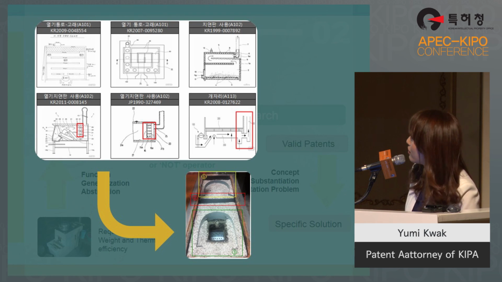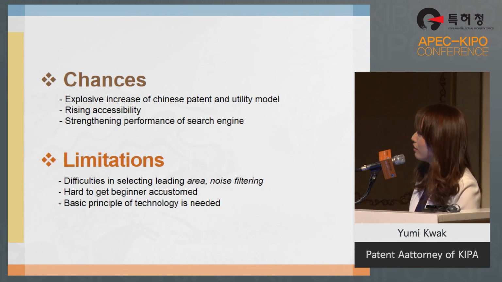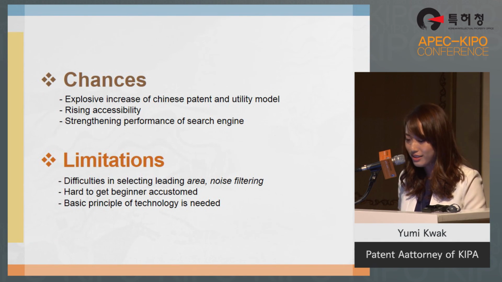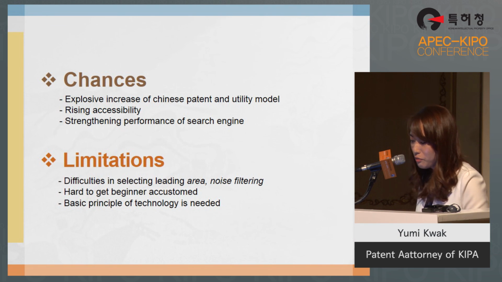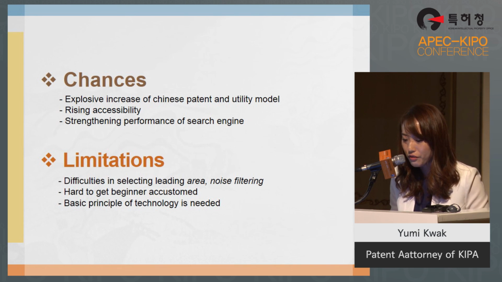This is the conclusion of the second phase. I'd like to look at limitations first. The methodology of using patents is still in the verification phase, so we need to accumulate more successful cases. Also, selecting leading areas and noise filtering depends on the ability of the individual who conducts the pattern search, so the result can be irregular. In addition, it takes time for a beginner to get accustomed.